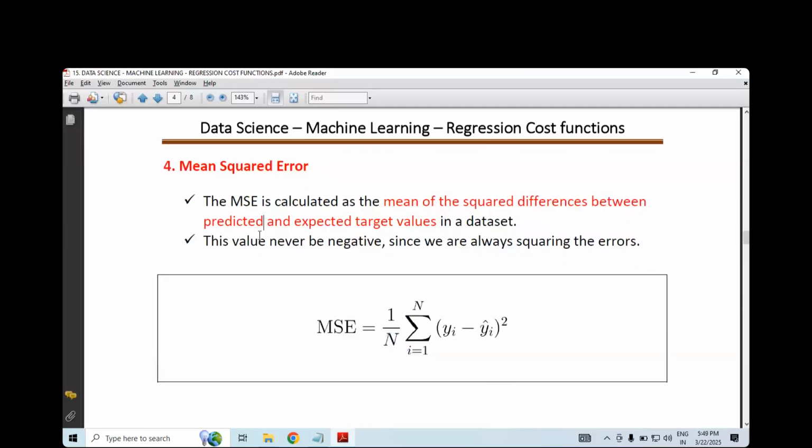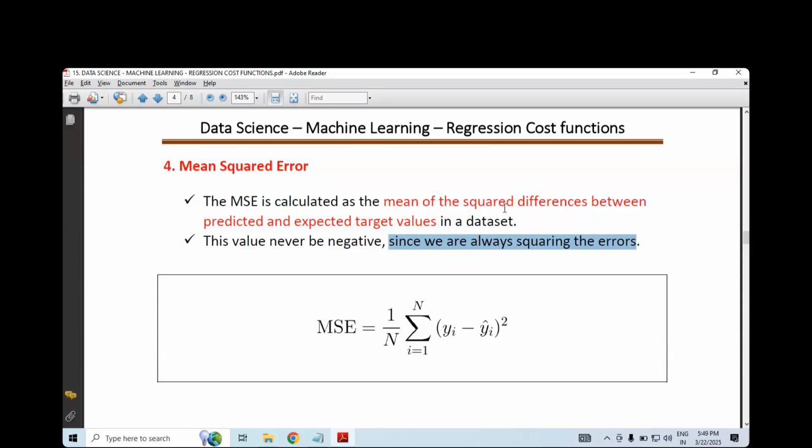Observe, these values can never be negative. Why? Because they are squared. Even though an error is negative, it will come back positive, since it will do the square. Since we are always squaring the errors, imagine the error value is negative.